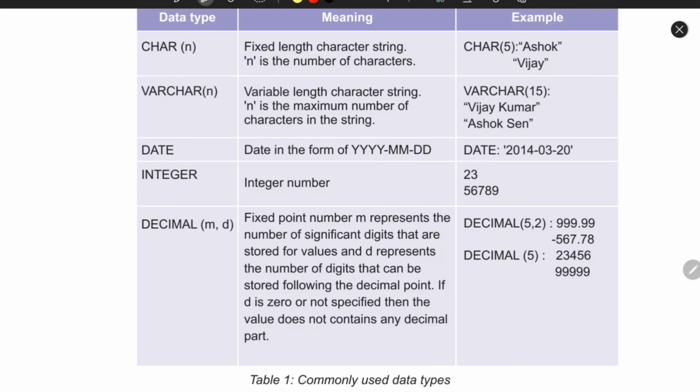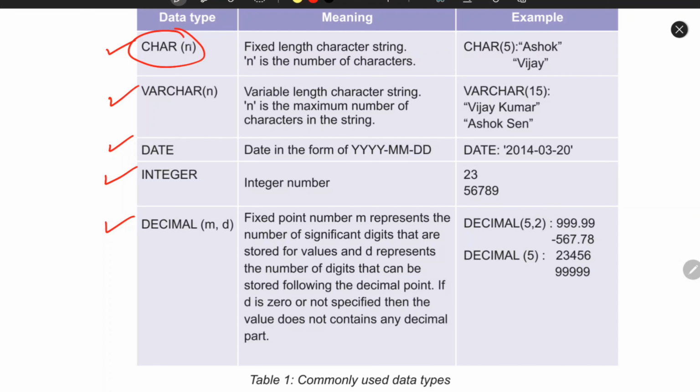So today we will discuss some commonly used data types in MySQL. These are some commonly used data types, which are char, varchar, date, integer and decimal. We will discuss each of these one by one. First we have char.